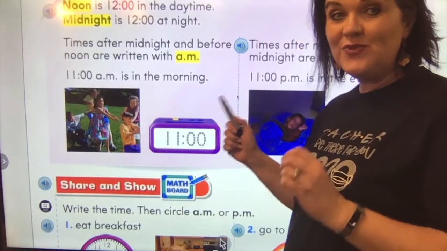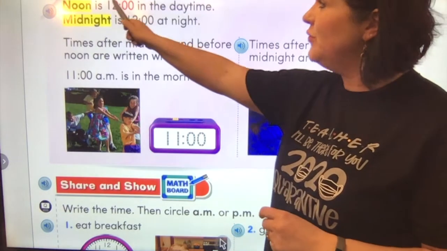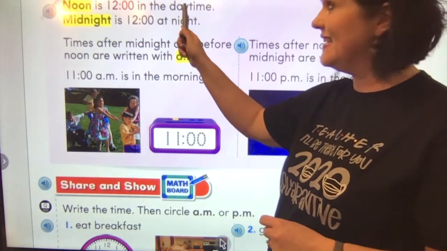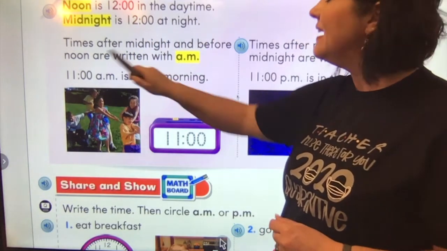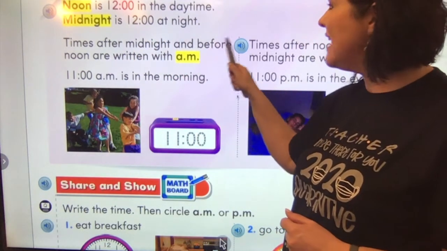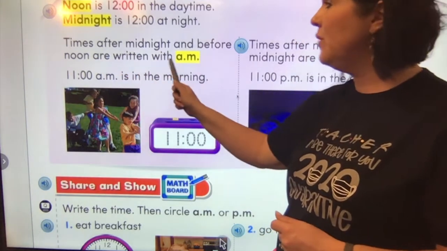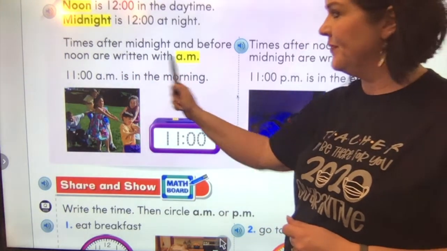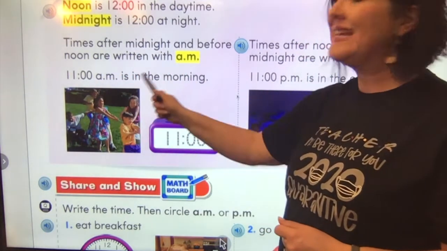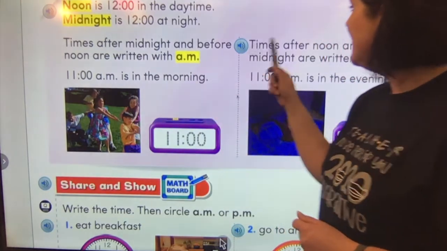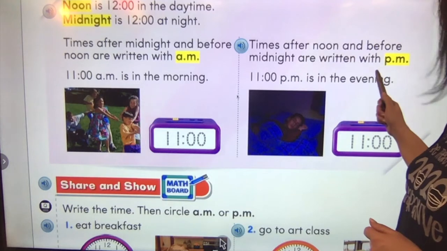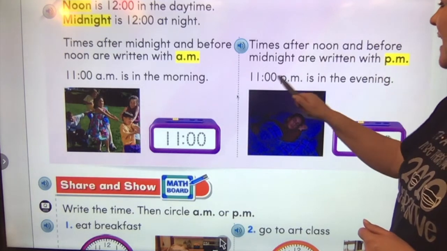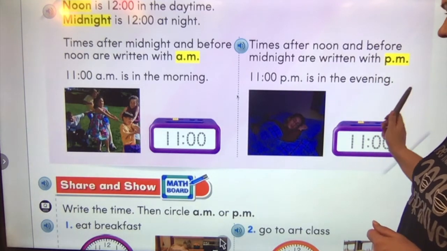So this is what you really need to remember. Noon is 12 o'clock in the daytime. Midnight is 12 o'clock at night. Times after midnight and before noon are written with AM. 11 a.m. is in the morning. Times after noon and before midnight are written with PM. 11 p.m. is in the evening.